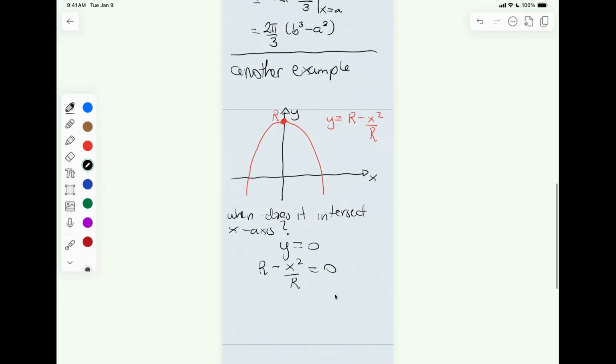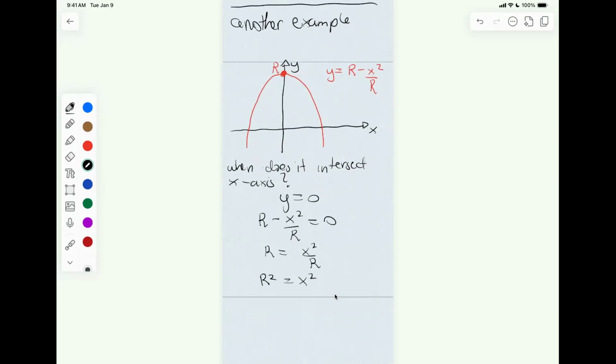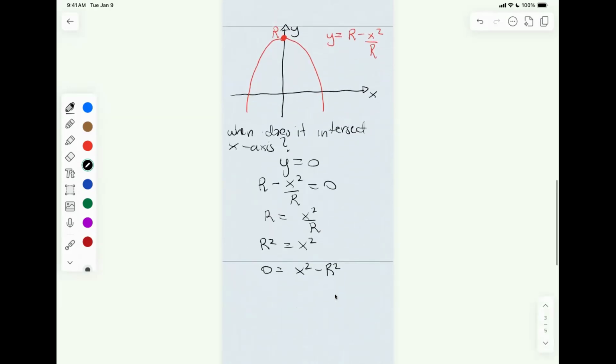So you need this, and then that gives you r equals x squared over r, and that gives you that r squared equals x squared, right? That is the solution to that. There are different ways to do it, but I'm going to do it just to emphasize some formulas that you have seen before. This is the difference of squares formula, right? So this is x minus r times x plus r. So this intersects the axis at plus or minus r, okay?